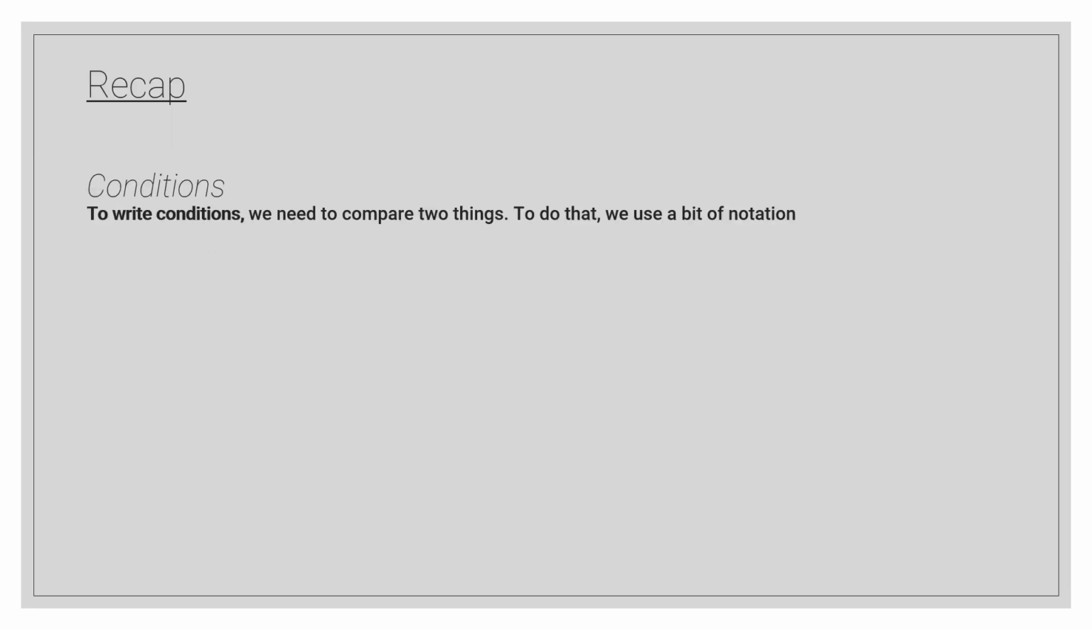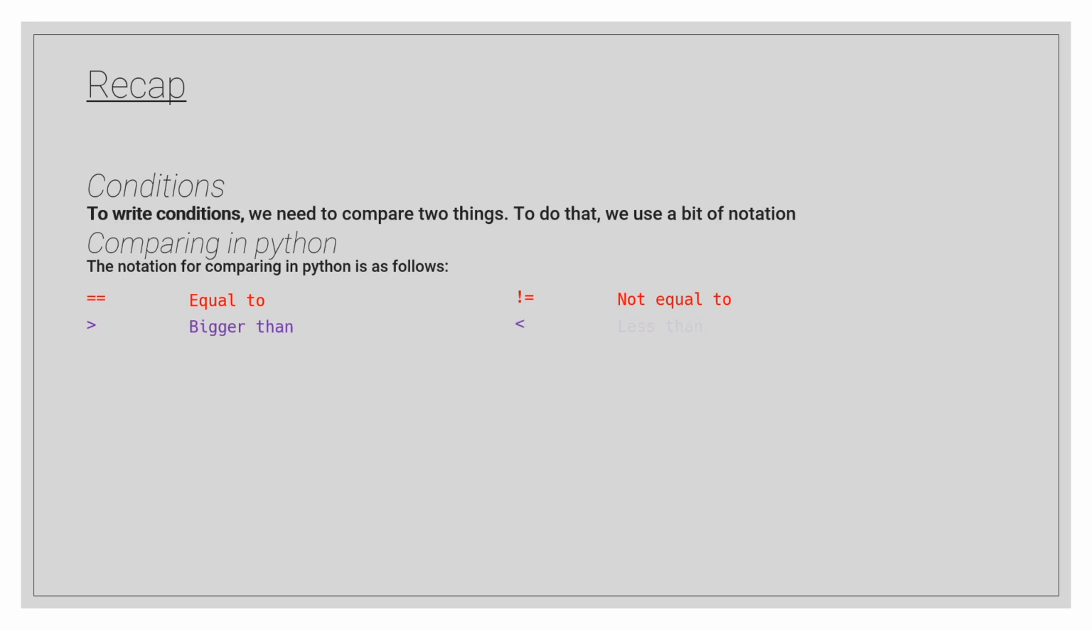To write conditions, we need to compare two things. To do that, we use a bit of notation. We write equals equals to say equals to, exclamation mark equals to say not equal to, greater than sign to say bigger than, the less than sign to say less than, then we write greater than equals to say bigger than or equal to, and less than or equal to.